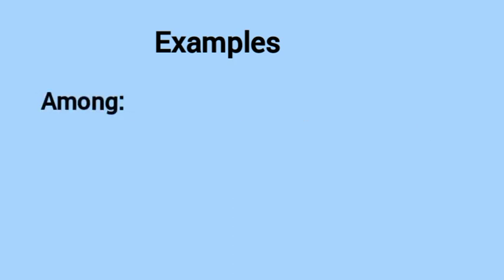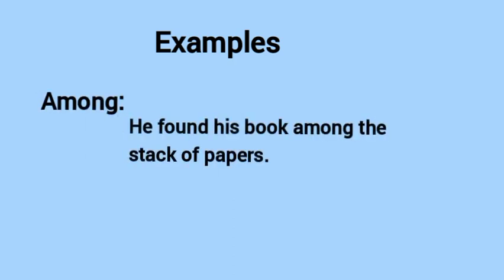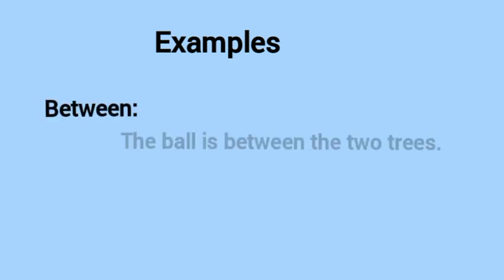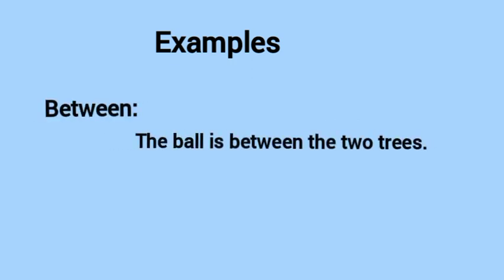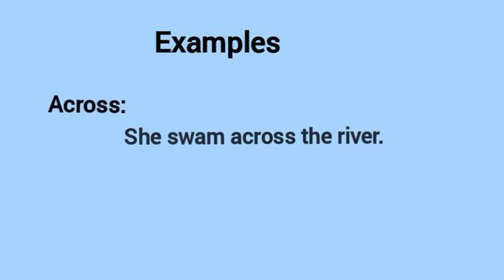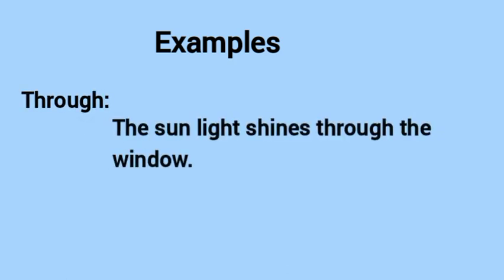Among, he found his book among the stack of papers. Between, the ball is between the two trees. Across, she swam across the river. Through, the sunlight shines through the window.